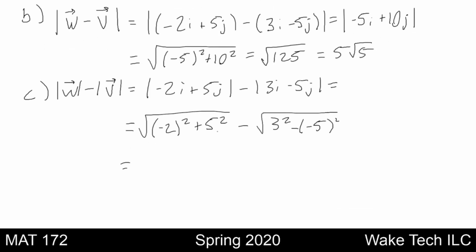So we have 4 plus 25 is the square root of 29, and 9 plus 25, there should be a plus right there, 9 plus 25 is 34. So we have the square root of 29 minus the square root of 34, and notice that that's different than 5 square root of 5. But that often happens because these two values are not the same.